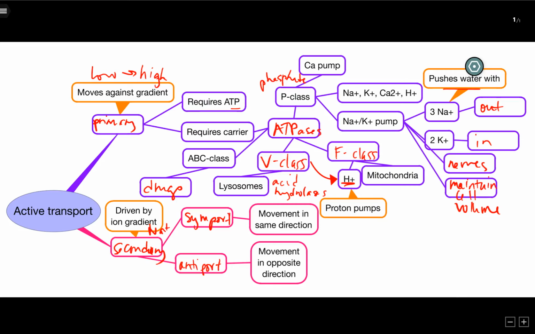So when we have symport, that's movement in the same direction, whether it's sodium and glucose going inside the cell, same kind of thing, or we have movement in the opposite direction. Maybe you have calcium going in and another compound going out, or vice versa. So symport, same direction, antiport, opposite direction.